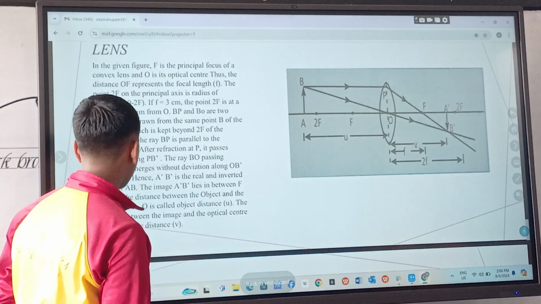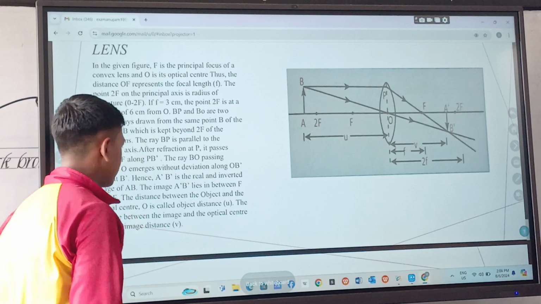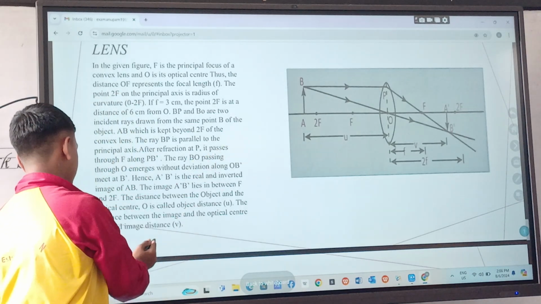The distance between the object and the optical center O is called object distance. The distance between the image and optical center is called image distance.